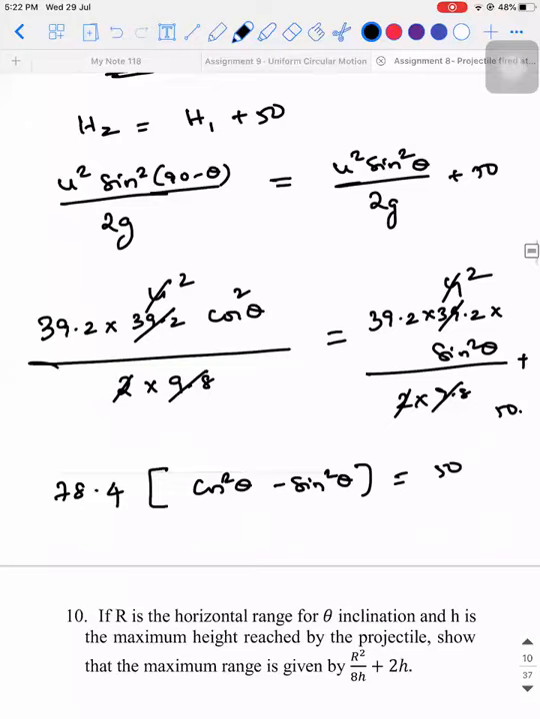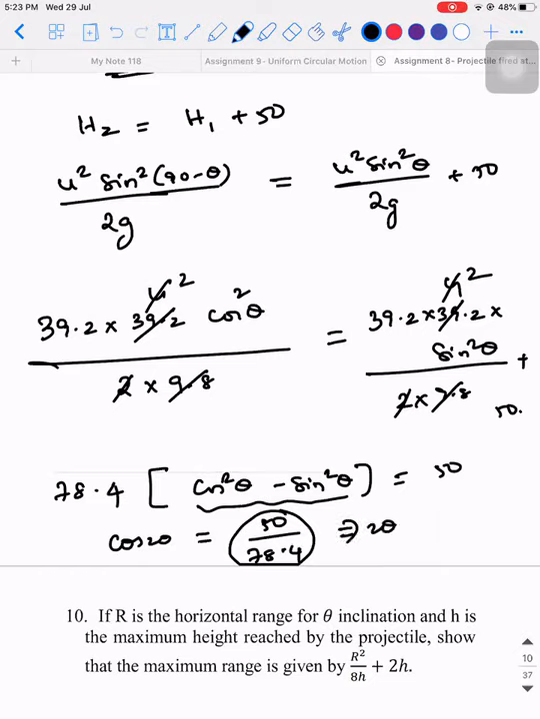Is this clear till this step? What is cos square theta minus sin square theta? Cos 2 theta. Very good. So cos 2 theta is equal to 50 divided by 78.4. So once you get this, then 2 theta will be equal to cos inverse of 50 by 78.4, and theta will be 1 by 2 into cos inverse of 50 divided by 78.4.